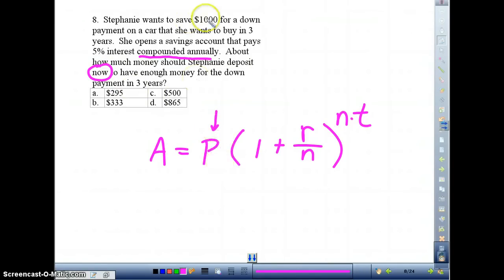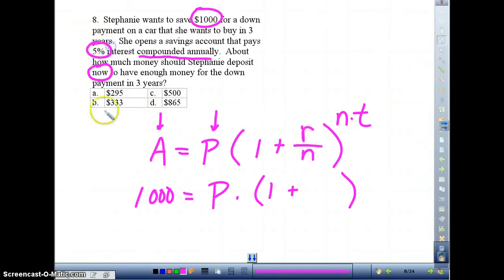But eventually we know that she wants to save $1,000. That's what goes right there. So $1,000 goes in here. P is what we're solving for. 1 multiplied. What's my interest rate in decimal form? What is that in decimal form? Be careful. It's not 0.5.